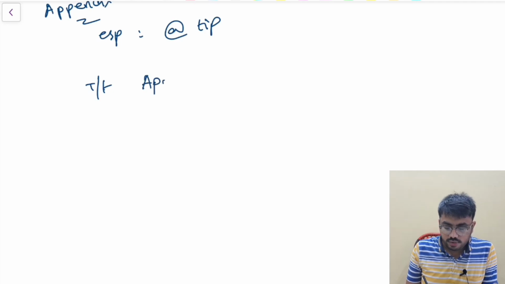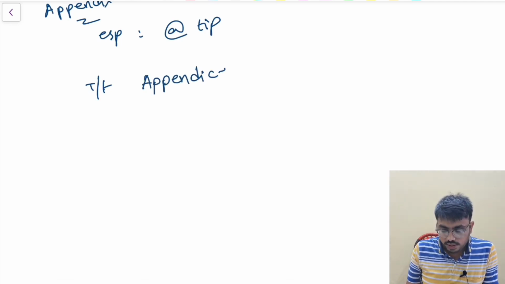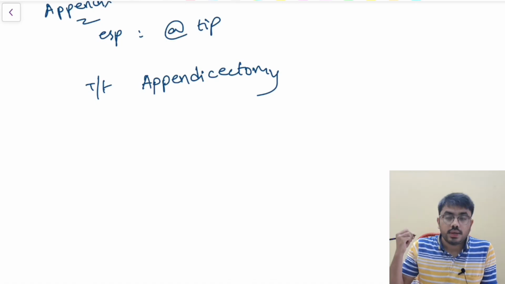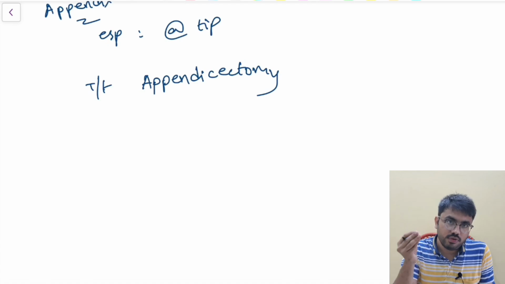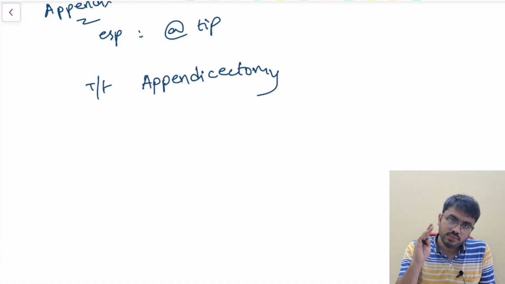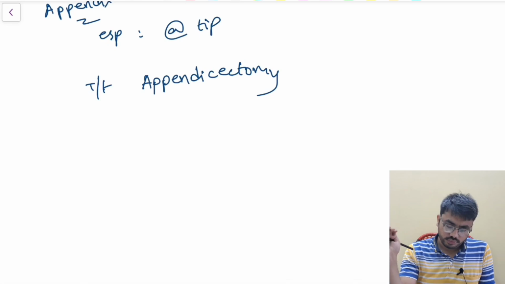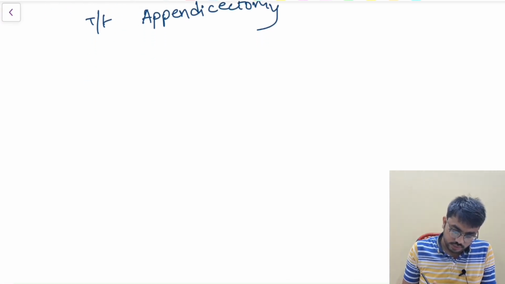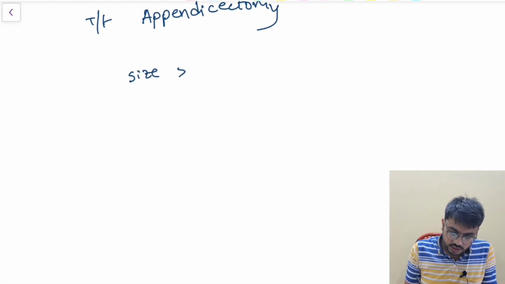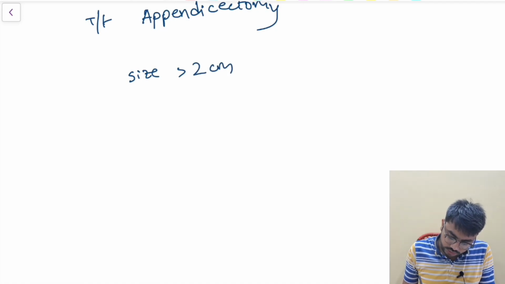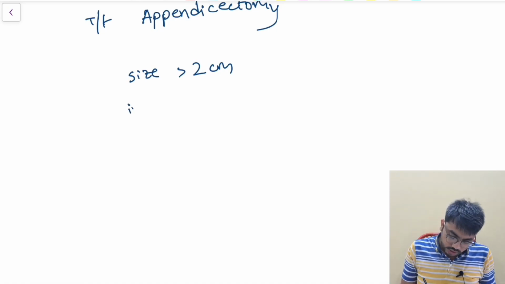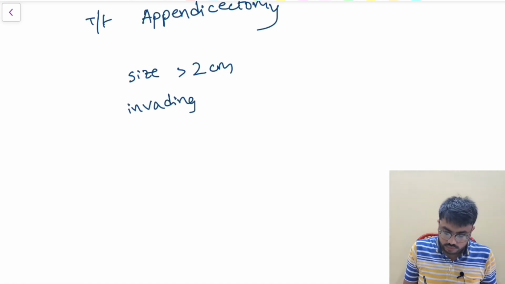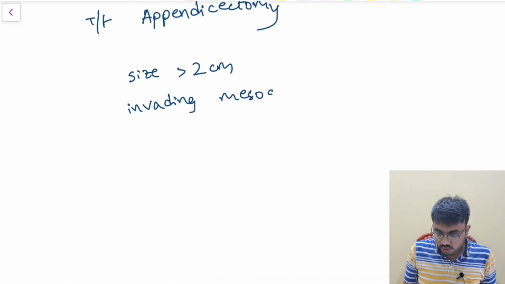You already know I have to get an appendicectomy done. Okay. I have to get an appendicectomy. I have already told you, in general it is involving the tip of the appendix. That is why appendicectomy is going to be enough. By chance, if the size of the tumor is more than 2 centimeter, or if the tumor is invading the mesoappendix. Mesoappendix means what? Mesentery of the appendix only.